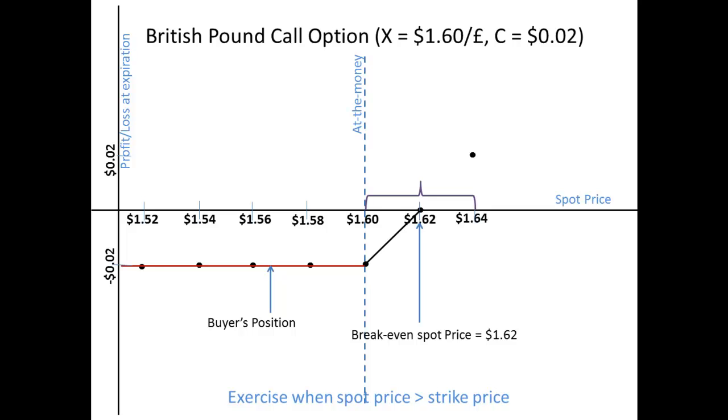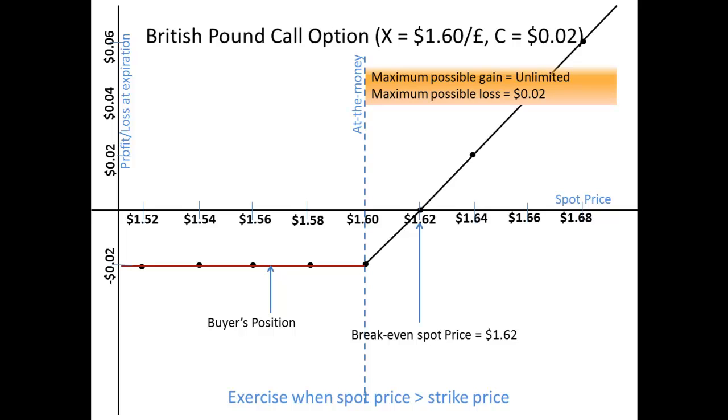At 164, the payout is going to be 4 cents, but after applying 2 cents towards the premium, the net profit is 2 cents. So we have the dot representing the 2-cent profit at 164. At 166, the profit is going to be 4 cents. At 168, the profit is going to be 6 cents. So we have a line that looks like this.